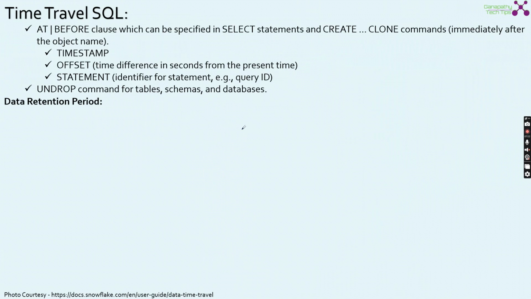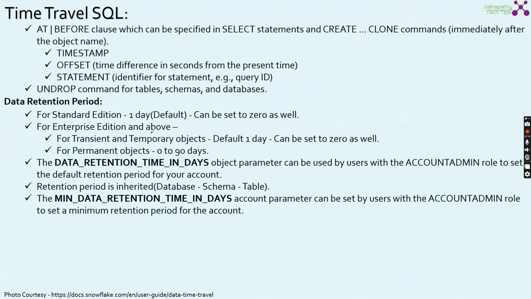Now we will see some of the important factors for time travel. In our previous videos as well, we discussed these factors. Depending on Snowflake editions and depending on the table types, the time travel will vary. For simple understanding, for the standard edition of Snowflake, 1 day is the default time travel, which can be set to 0 as well. For enterprise edition and above, we have a default of 1 day of time travel for transient and temporary objects, which can again be set to 0 as well. For permanent objects, we have 0 to 90 days.